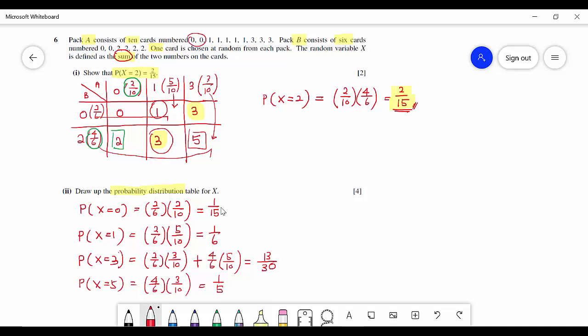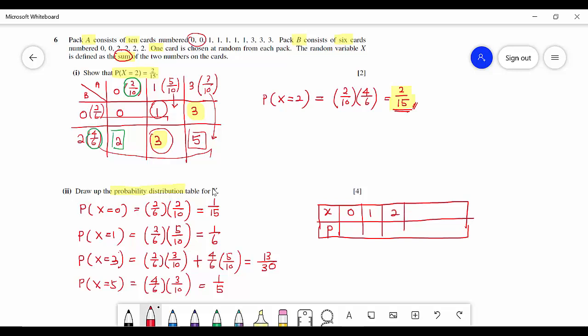So after you've done all the calculation, please draw out the probability distribution table. I'm going to draw it out now, in table form. Then I'm having x and also the probability. The values of x, there are 5, right? 0, 1, 2, 3, and also 5. Then for the second row of the table, you can put in all the probabilities.